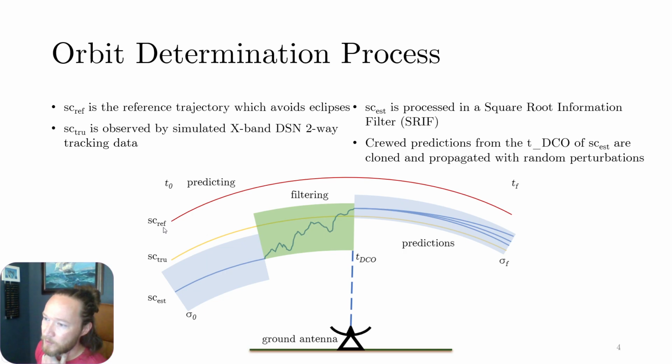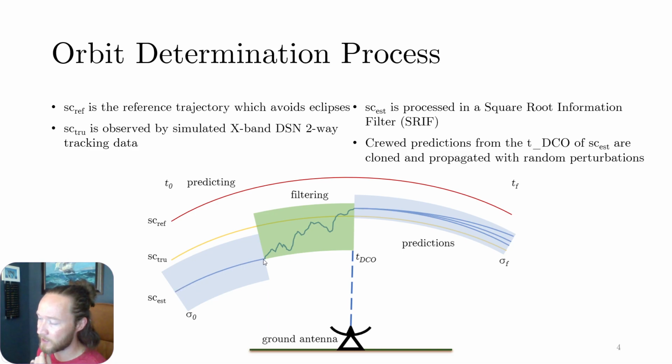The way we set up the problem is that we have our reference spacecraft on an ephemeris that is phased to avoid any eclipse. We also have our truth spacecraft, which is perturbed from our reference and numerically integrated and tracked with the tracking data from the Deep Space Network. Finally, the tracking data is processed on an estimated spacecraft, which is again perturbed from our truth spacecraft and also given a covariance, or confidence of the navigation solution. That's shown by this width of the shaded area here that we call sigma naught.